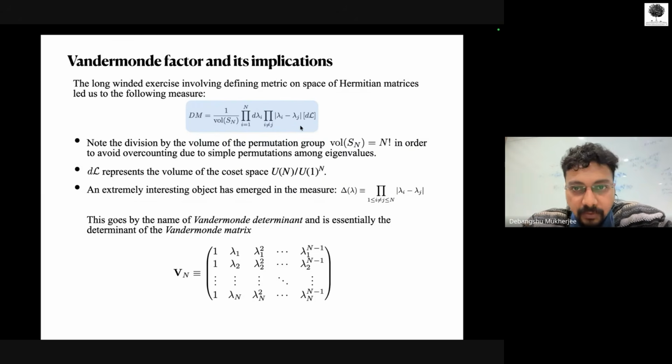Along with that, we have encountered this very interesting object, which I'm going to call capital Delta. And this has a name. This is known as the Vandermonde determinant. And this Vandermonde determinant plays an extremely crucial role. So it is essentially the determinant of this particular matrix. This is known as the Vandermonde matrix. It looks very nice in structure. Along the rows, it just contains higher and higher powers of the eigenvalues all the way up to n minus 1.